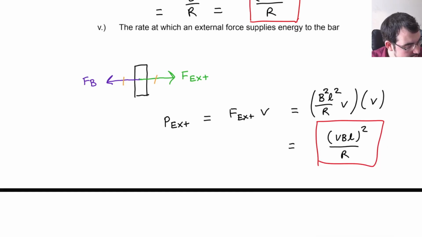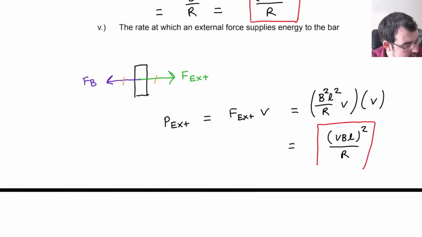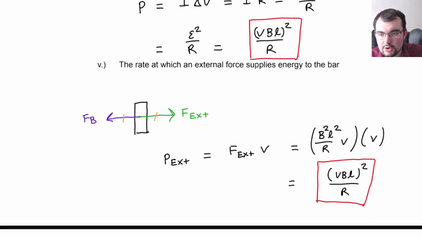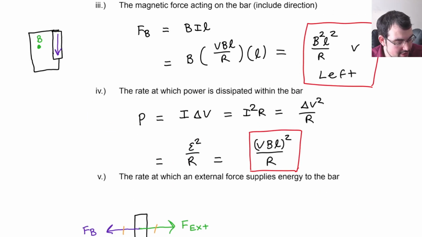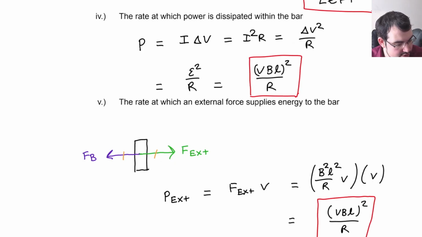So this is a cool little energy conservation trick: we can always figure out the power input by looking at the power output, because the energy of the system must be conserved. So you could have just said, oh, it's got to be equal to the power dissipation rate. So we'll use these terms interchangeably for that reason.